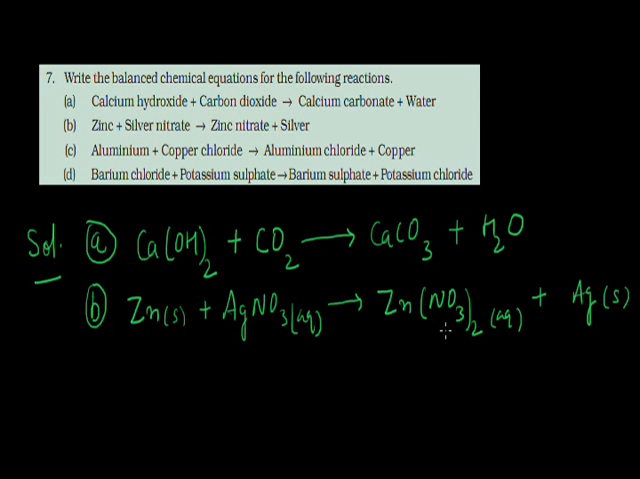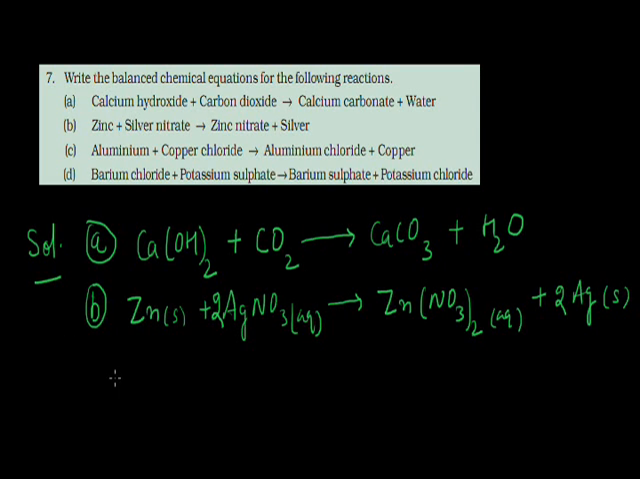Now on the product side we have two NO3 groups. It has to be made equal to the reactant side. For that we multiply AgNO3 by 2. That makes two NO3 groups on either side. On the reactant side we have two silver atoms. We multiply the product side silver by 2. That makes two silver atoms on either side. So that is a balanced chemical equation.